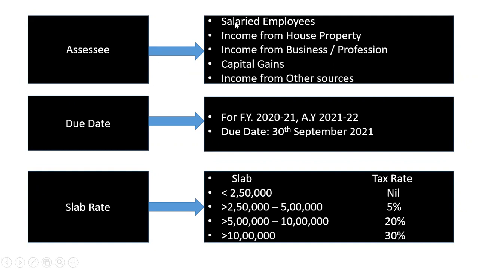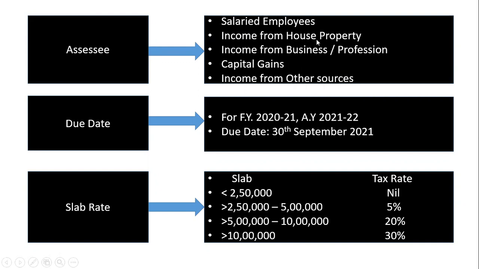There are various types of income generation. In income tax term, we will be terming the taxpayer as assessee. First, there is salaried employee, income from house property, income from business or profession, capital gain, and income from other sources. We will go one by one. First is salaried employees. It means that you have been working under any employer, so you have only the salary income.